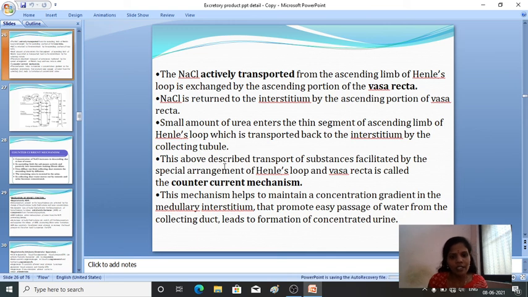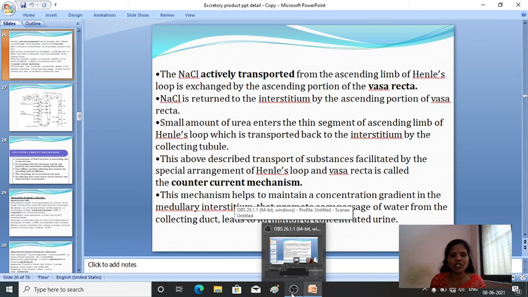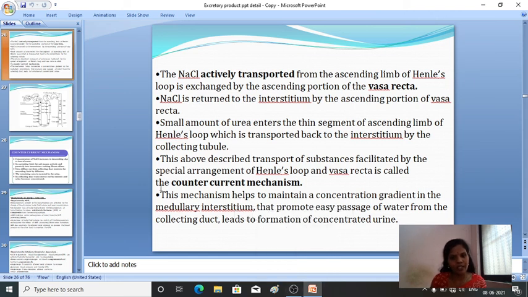Fine. So this described the transport of substances, which are facilitated by the special arrangement of Henle's loop and the vasa recta. Considering all these points, we commonly call it the counter current mechanism.